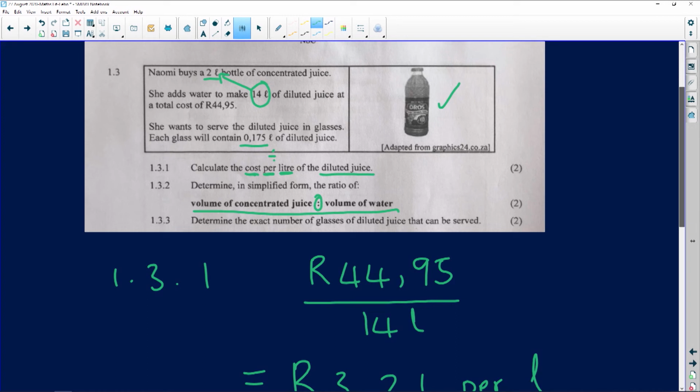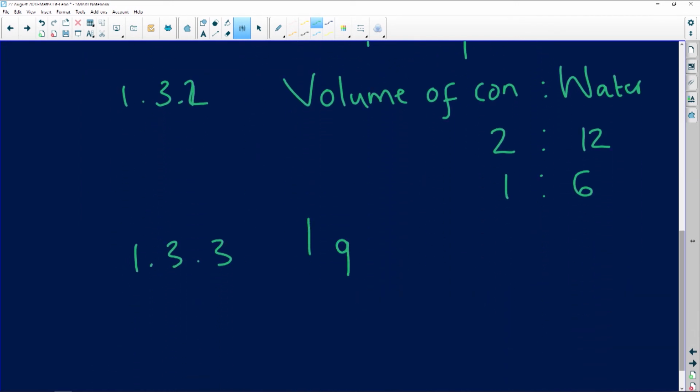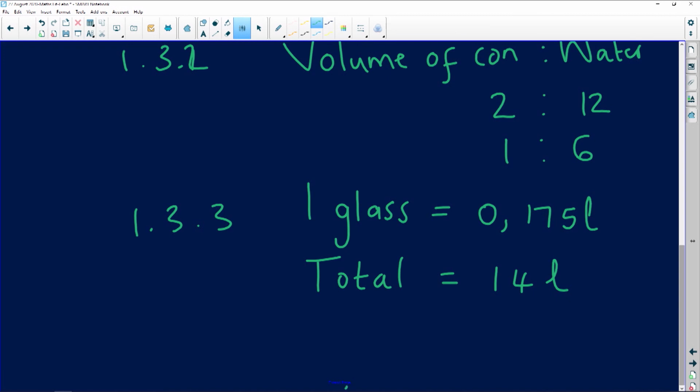Determine the exact number of glasses of diluted juice that can be served. So we're going to use this number over here, because we know that 1 glass is equal to 0.175 liters. That's what we know. And then we know that the total amount of juice we have is 14 liters. So we're going to divide those two into each other to know how many glasses can fit.